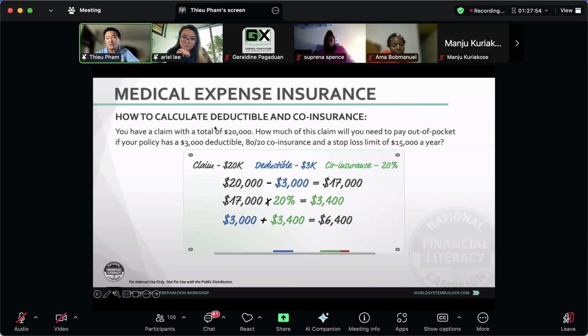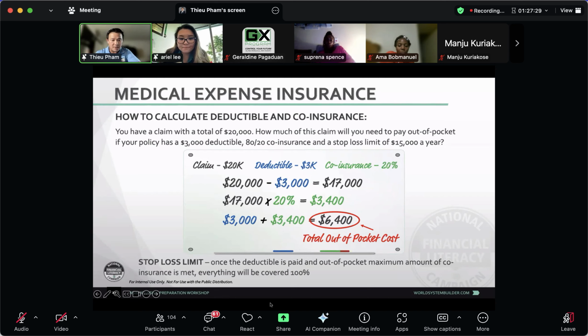So on a test, they'll give you an example exactly like this, and then they want you to do some math. This is how much your total out of pocket is for this expense. On a test, they'll definitely ask what is the total out of pocket, or what is the deductible amount, or what is the co-insurance amount. So you have to do some basic math to get the right answer.